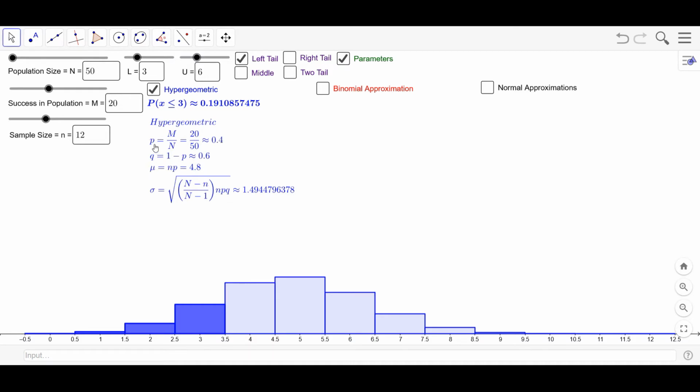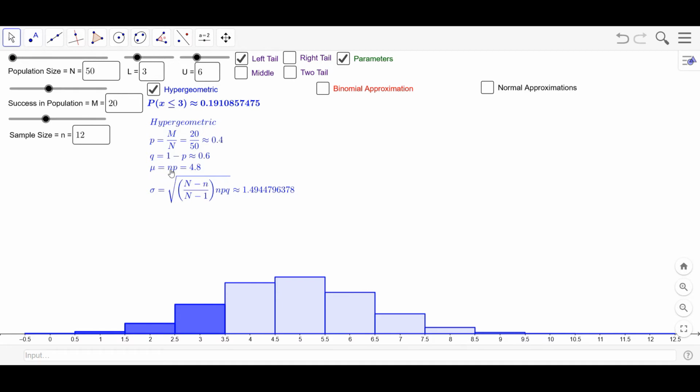P is the proportion of successes in the population. That's big M over capital N. That's 20 over 50, or 0.4. Q is the proportion of failures in the population. It's 1 minus P, or exactly 0.6 in this case. P is also the probability of success for the first one we select. Q is the probability of failure for the first one we select. But as we select ones after this, the probability of success each time depends on what came earlier. So it won't stay the same as P.